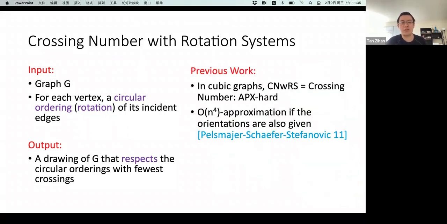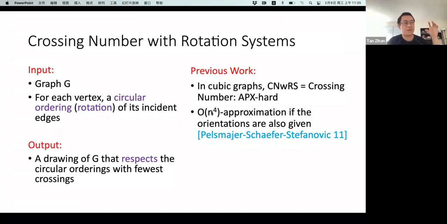So what is previously known about this problem? In cubic graphs, where the max degree is bounded by 3, the crossing number with rotation system problem is equivalent to the crossing number problem, because placing a circular ordering on 3 elements while still allowing flip is placing nothing at all. So the hardness result is still just APX-hard, from the previous result on crossing number on cubic graphs. And the strongest approximation result is an n^4 approximation if the rotations are also given, and the flips are also given. This is by some previous work.